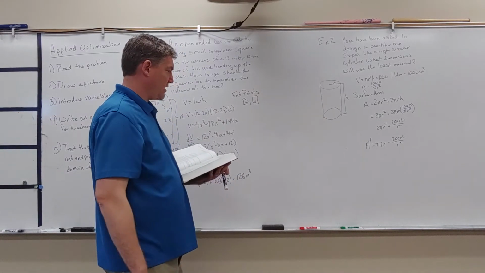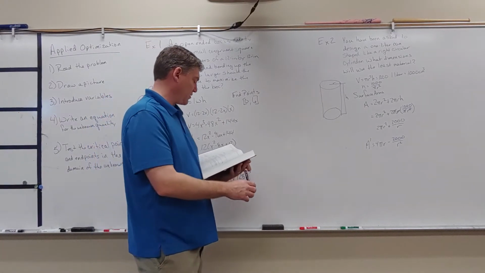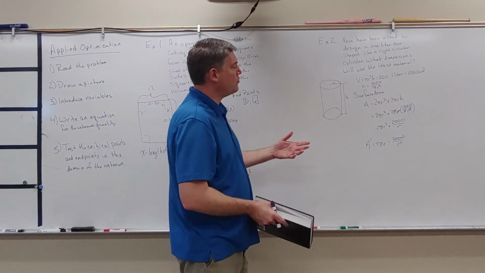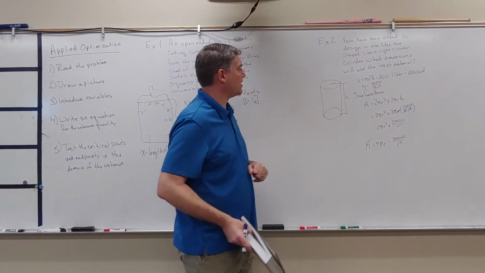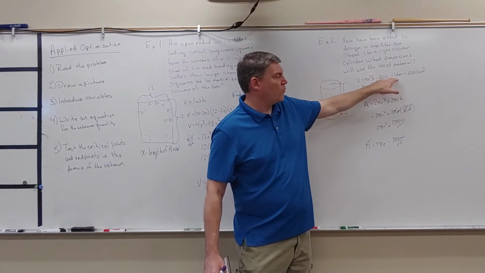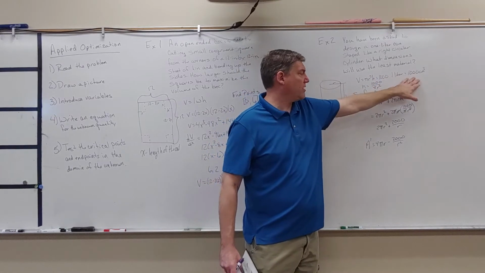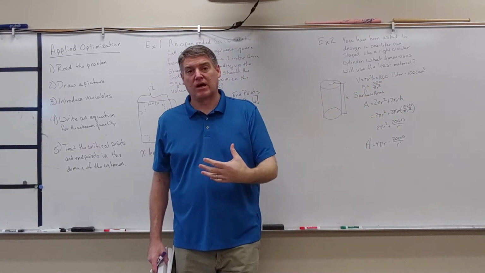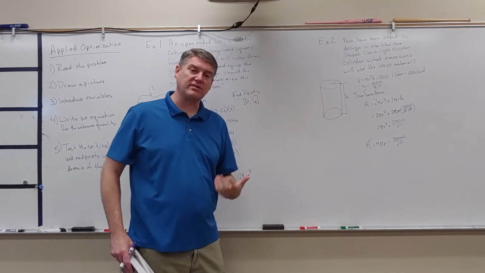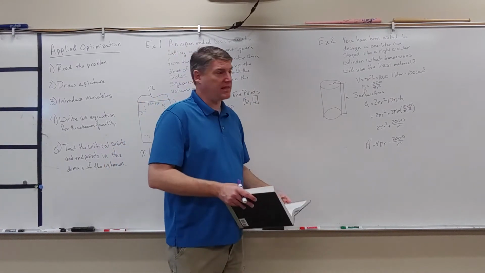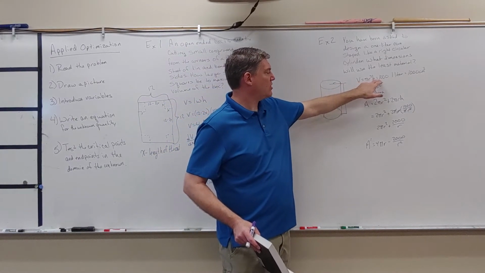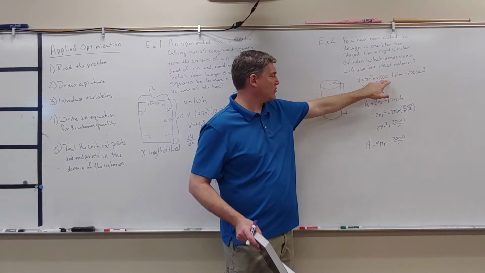Now the next thing I'm going to do is look at my volume and understand what it's talking about. Okay, so I have to understand what 1 liter is equal to. Well, 1 liter is equal to actually 1,000 centimeters cubed. So that's important to understand. And so now my volume is pi r squared h, but that's going to equal 1,000.